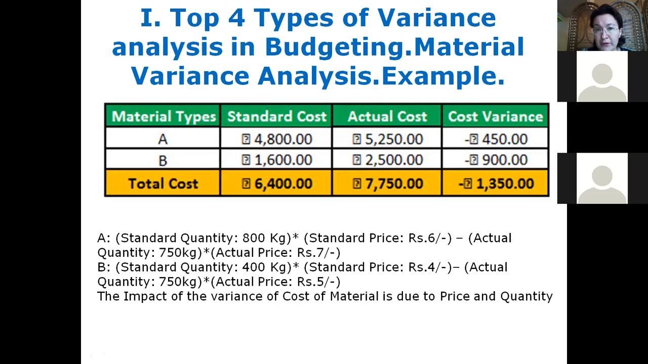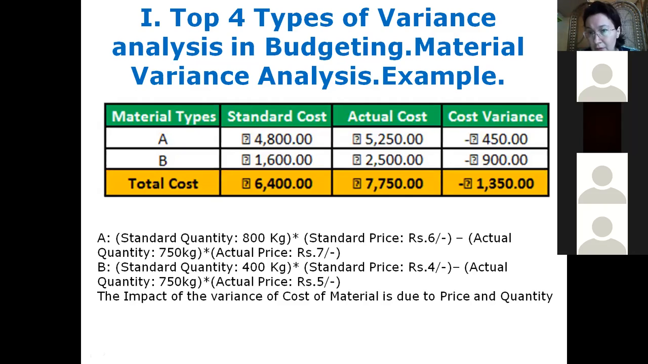When we are talking about the variances, we can identify favorable or unfavorable variances. We are talking about the favorable variance when our actual results are better than the budget result or target result. And we are talking about the unfavorable variance when our actual results are worse than budget or planned results.